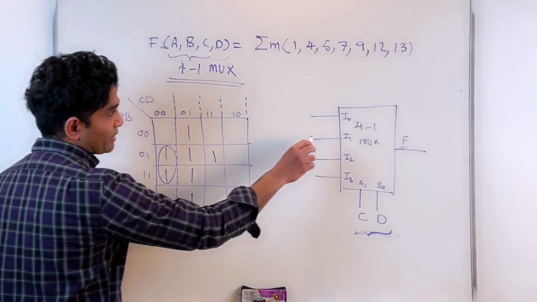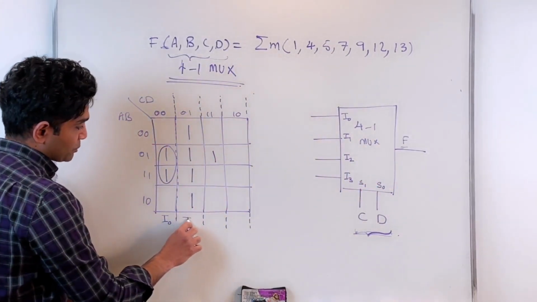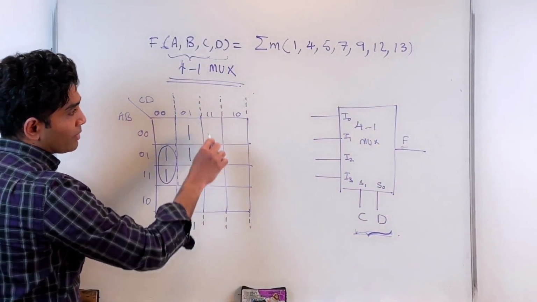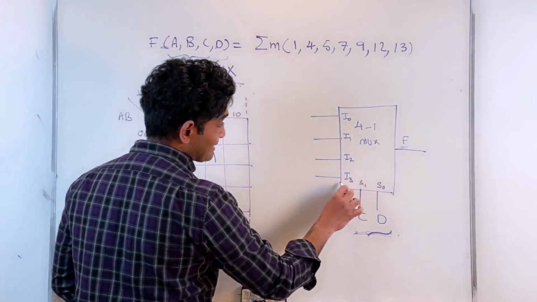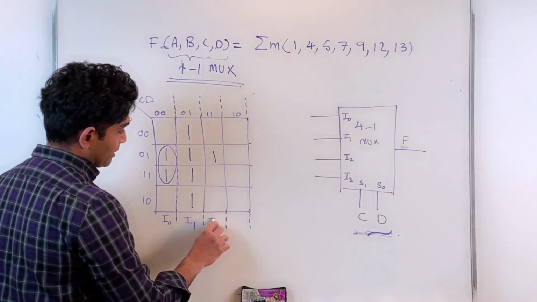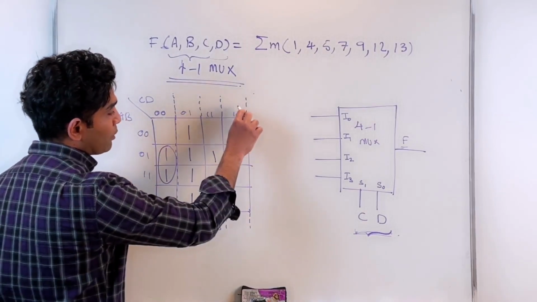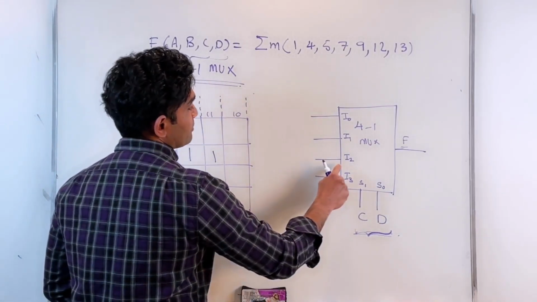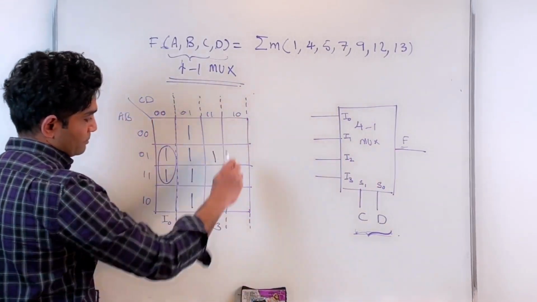01 would be routing I1 to the output, so that should be applied to I1. 11 would be routing I3 to the output, so that should be applied to I3. 10, which is 2, would be routing I2 to the output, that should be I2.